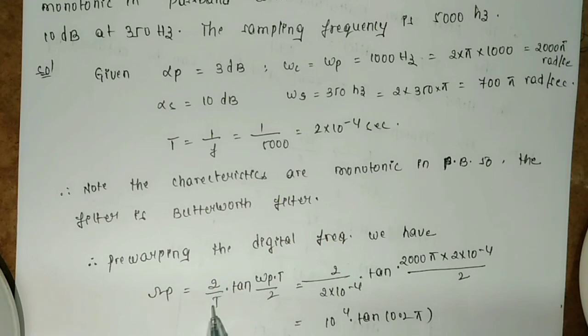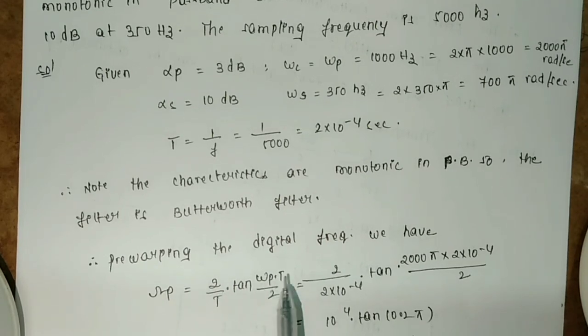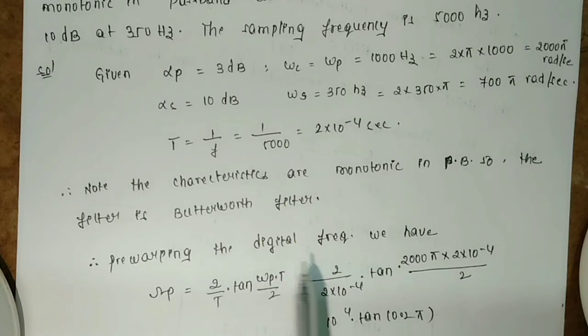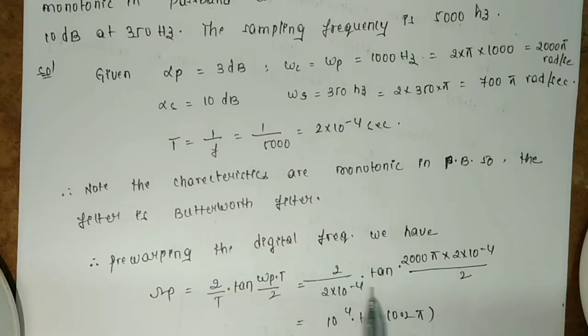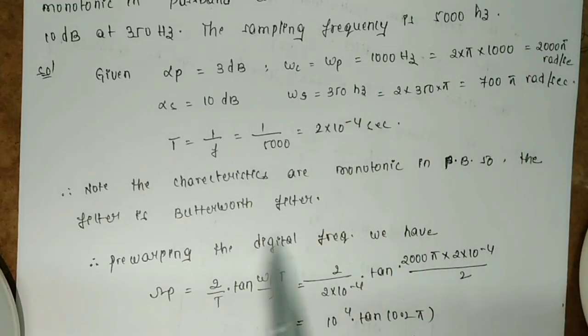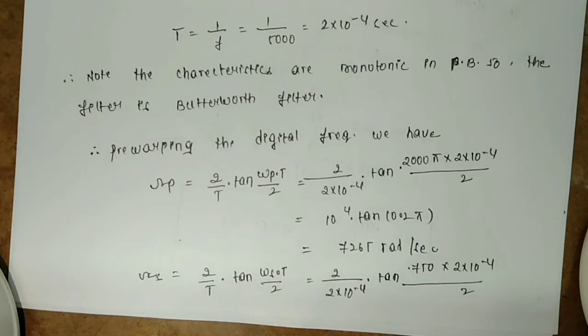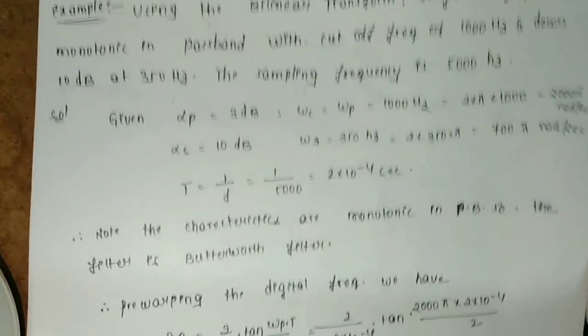For the passband frequency, omega p is equal to 2 by T into tan of omega p into T by 2. So 2 by T is nothing but 2 into 10 power 4, tan of omega p, which is given as 2000 pi radians per second, into T, which is 2 into 10 power minus 4, by 2. I have done this using the calculator. I got 7265 radians per second. Similarly, I have done it for omega s also. So omega s I got is equal to 2235 radians per second.